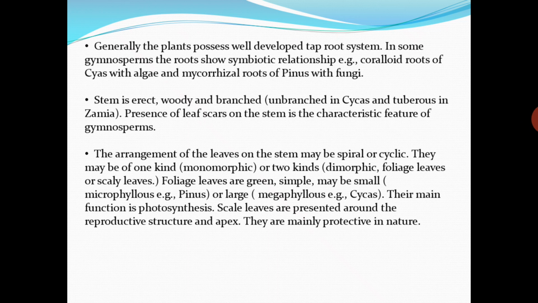The stem is erect, woody and branched. I already told you gymnosperms are woody plants. But in cycas it is unbranched, and tuberous in zamia. Cycas looks similar to a coconut tree, only a little bit. The presence of leaf scars on the stem is a characteristic feature of gymnosperms. In gymnosperms you find leaf scars in the nodal region. I will show you a picture of that later.